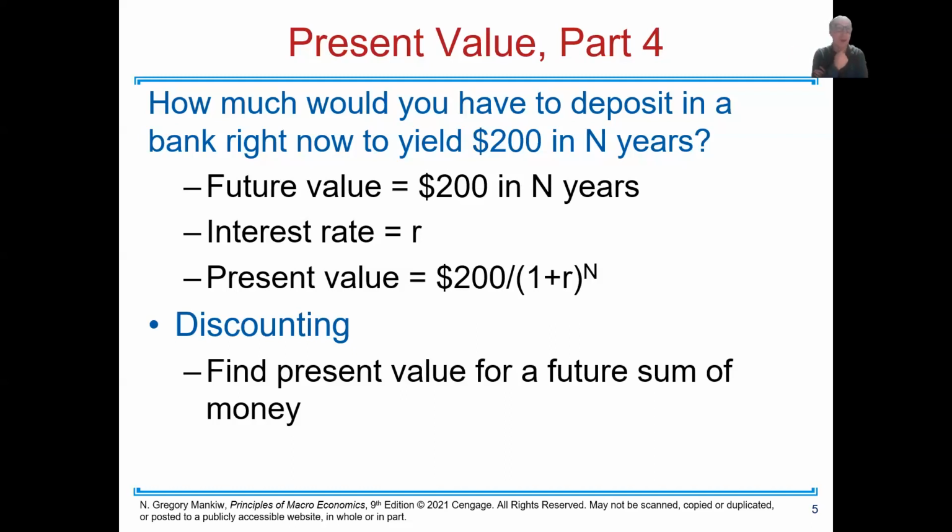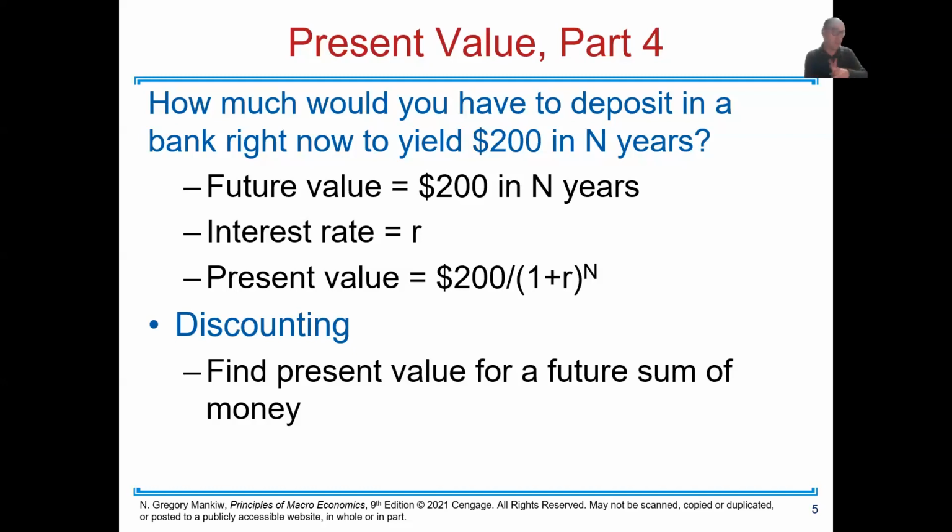And so future value would be $200 in 2 years. The interest rate, whatever the interest rate is, you plug that in. And the present value calculation would be 200 divided by 1 plus the interest rate to the power of the number of years. So you can use your calculator to do this, or you can use the time value of money calculators available on the internet to solve these types of problems.